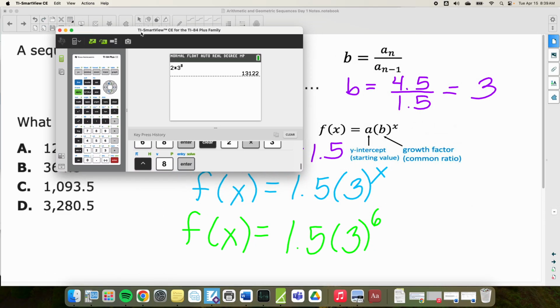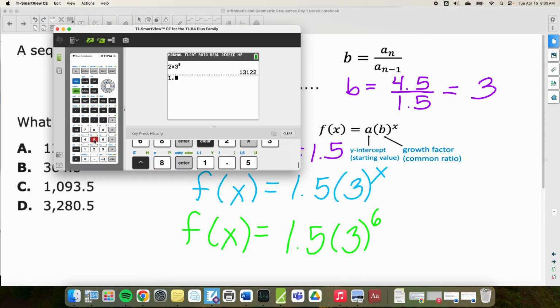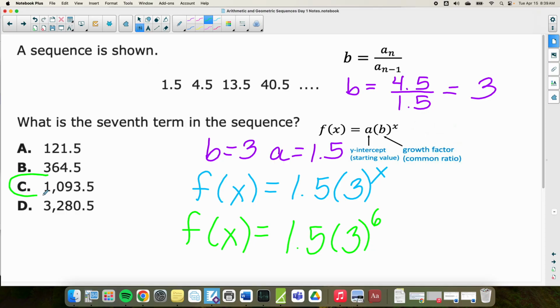So we would go to our calculator and we would type in 1.5 times 3 times 3. How am I doing today? Times 3 up arrow 6. And I got 1093.5. Okay.